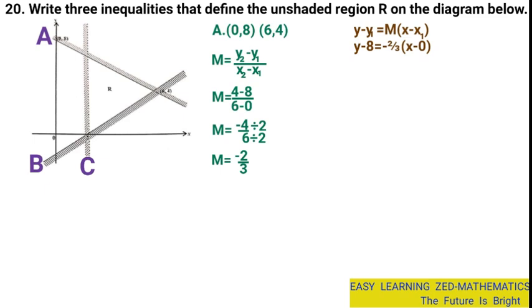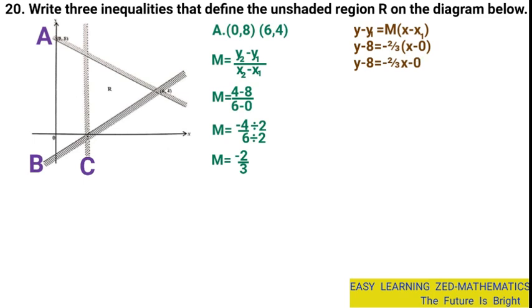Okay, once I've done that, then I'm going to write y minus 8 is equal to, then I'm going to distribute negative 2 over 3 to those numbers in brackets. So I'm going to multiply negative 2 over 3 by x, which will give me negative 2x over 3, and then I'm going to multiply negative 2 over 3 times 0, which will give me 0.